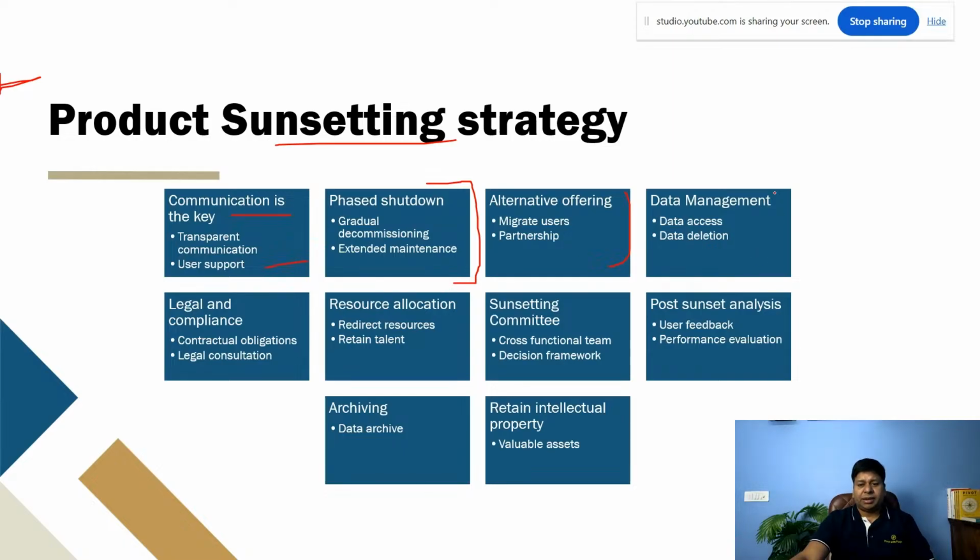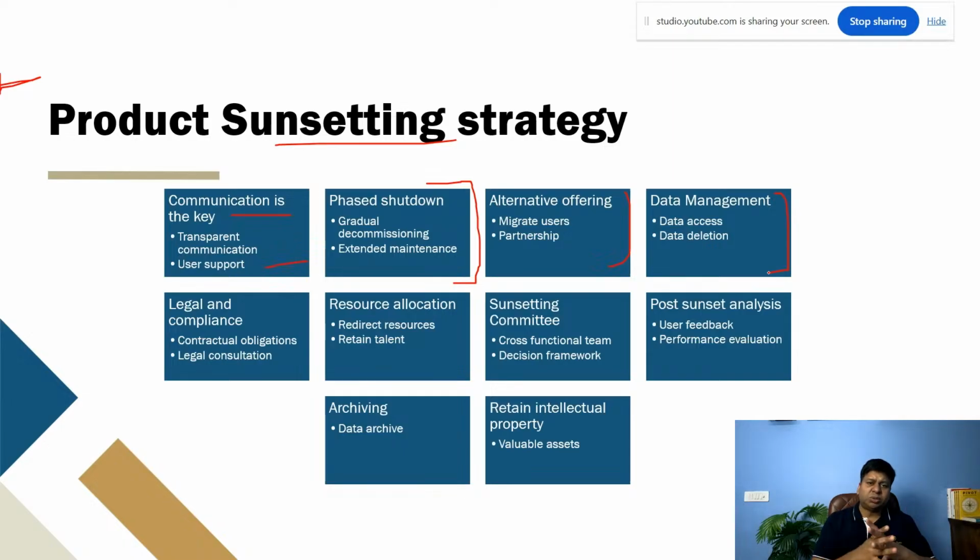And right now data management is the biggest challenge. We have data. If our product is a digital product, what to do with that data? What are our terms and conditions with the user? We should keep these things in mind. Should we delete the data? Should we keep or allow access to the user data? Existing users, they can access the data.